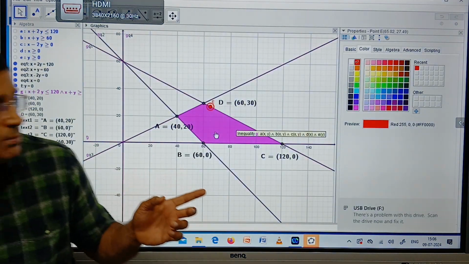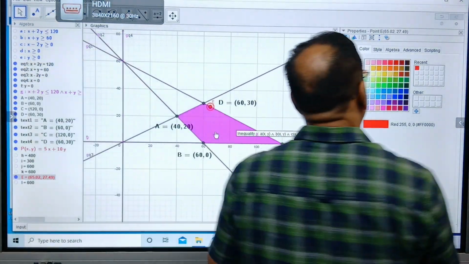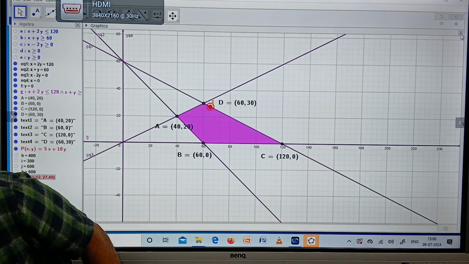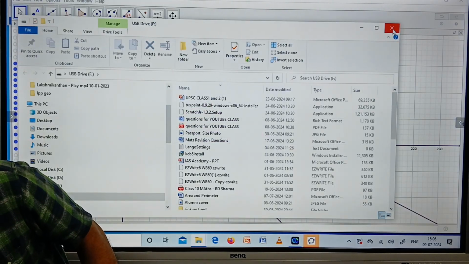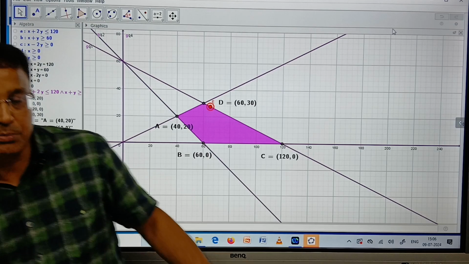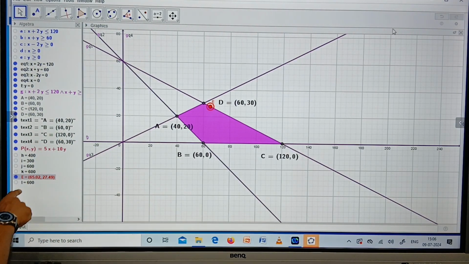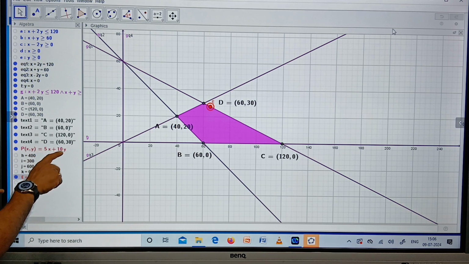I have solved this problem on GeoGebra. This is what I have got. Just have a look at it. It's exactly what we have done. Later on, I'll show you how to do it on GeoGebra. I'll put a separate video. This is exactly what I was talking about. Look at this z value. This is P of x comma y. This is 600, right?